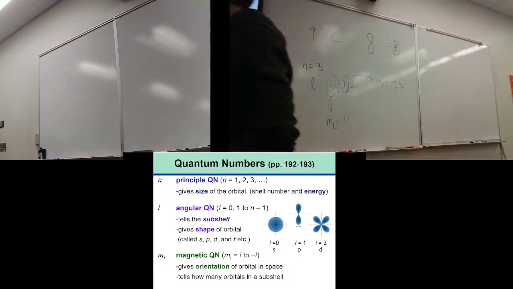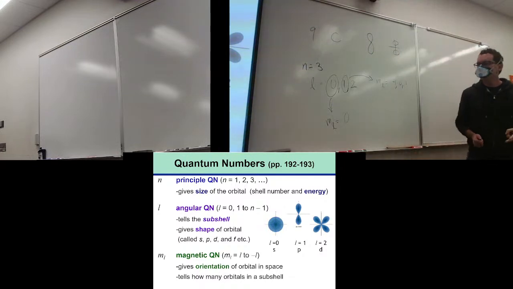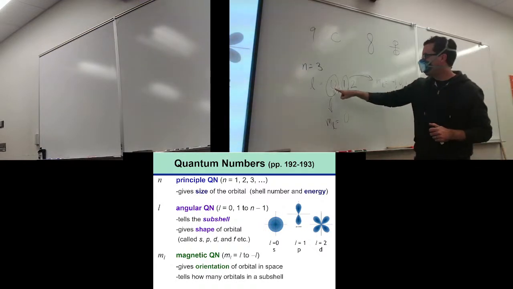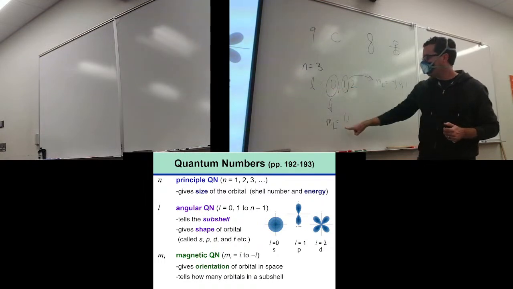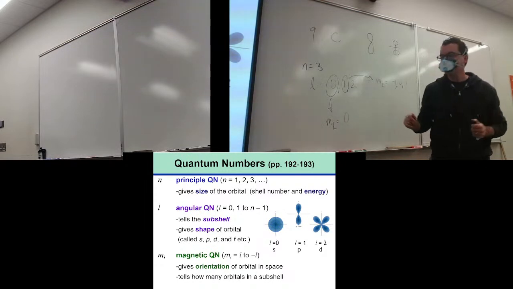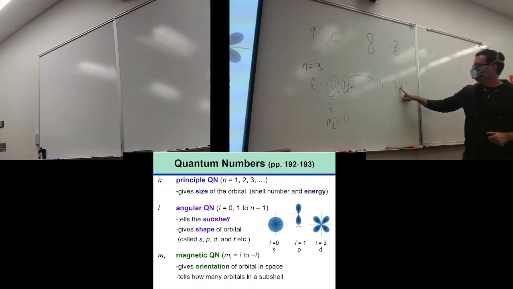So what does M sub L mean? There's two things it tells us. One is the number of orbitals in that subshell. So in subshell 0, L is equal to 0, that's S. In the S subshell, there's only one kind of orbital. The fact that there's only one number here means there's only one orbital. In subshell P, when L is 1, that's a P subshell, there's 1, 2, 3 different orbitals.